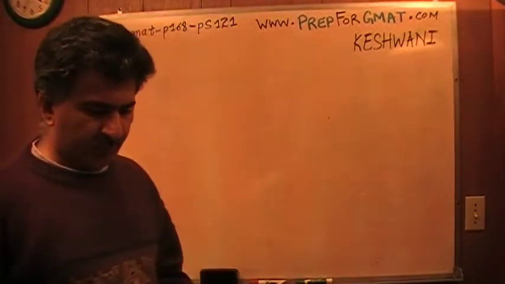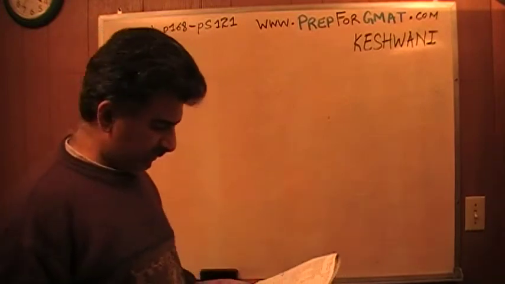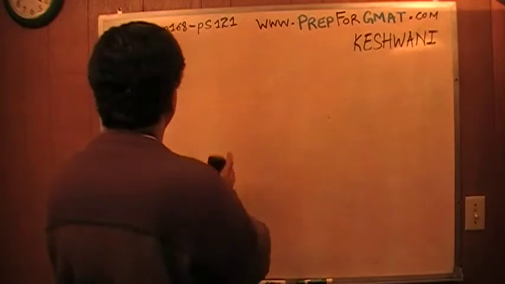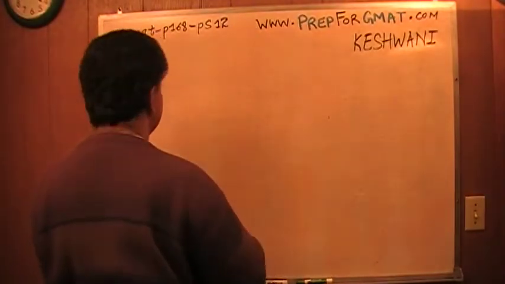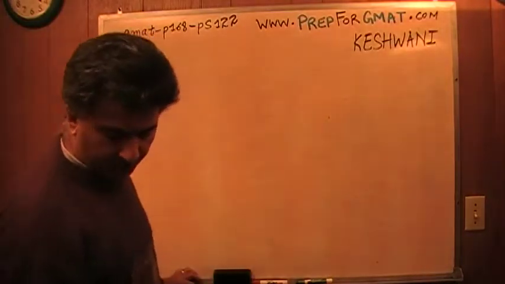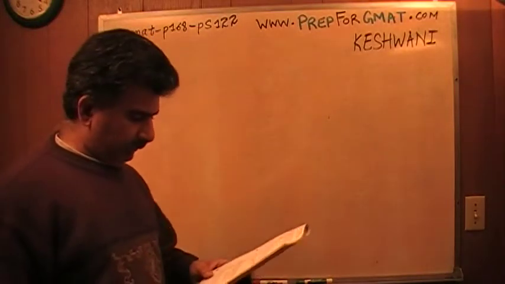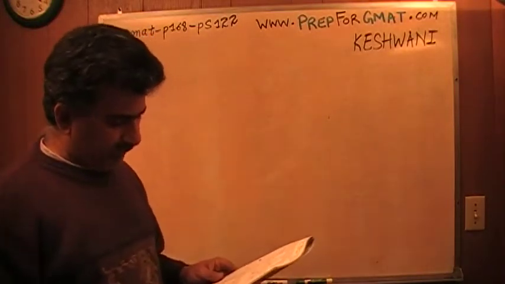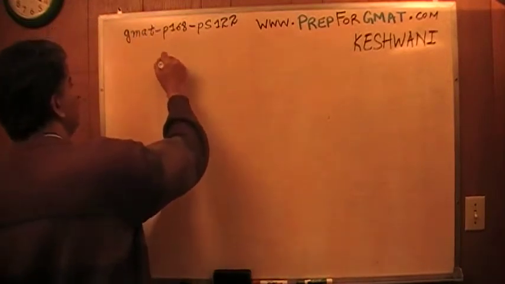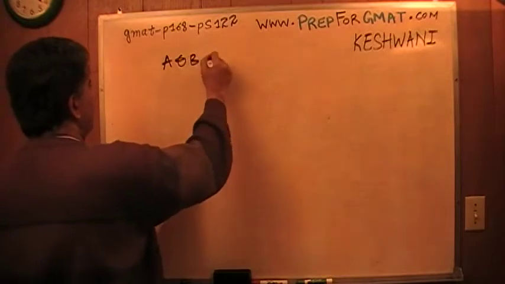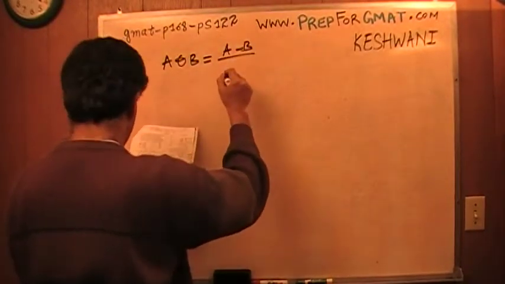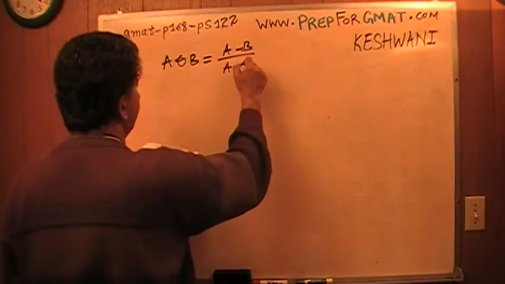The problem that I'm about to solve is the one that you will find on page number 168, number 122. Let's take a look. It says an operation theta is defined as A theta B equals A minus B over A plus B.